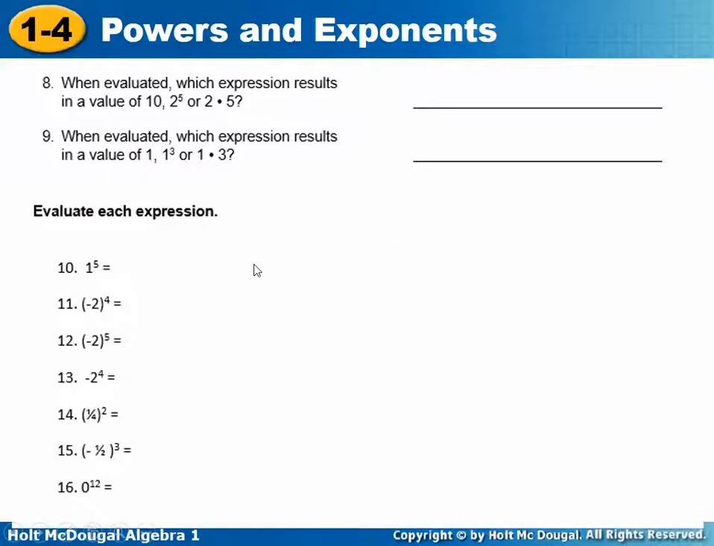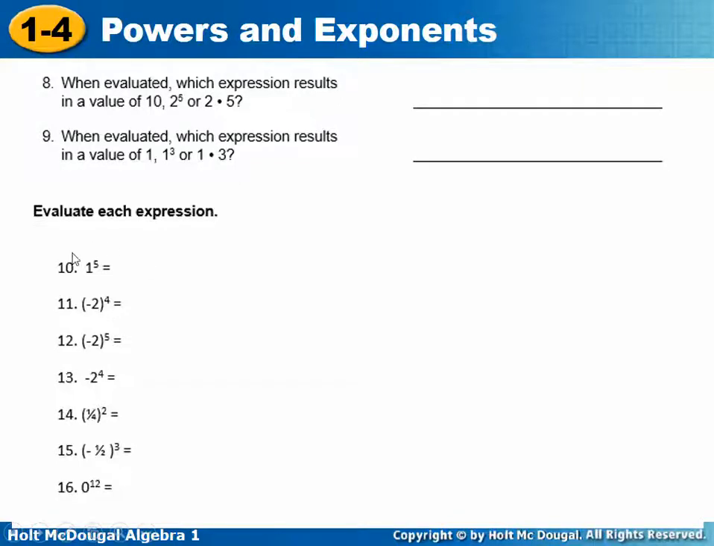Here's some examples from your worksheet. In number 8 and 9, you have to pick which one would have this value. Is 2 to the 5th equal to 10, or is it 2 times 5? And then for number 9, is 1 to the 3rd equal to 1, or is it 1 times 3? So you pick the right one and put it in there.